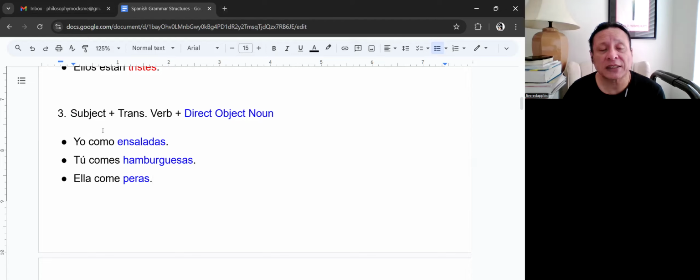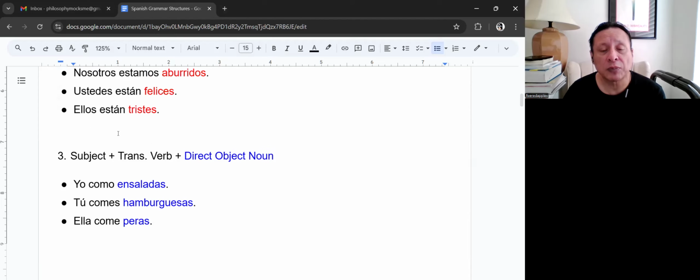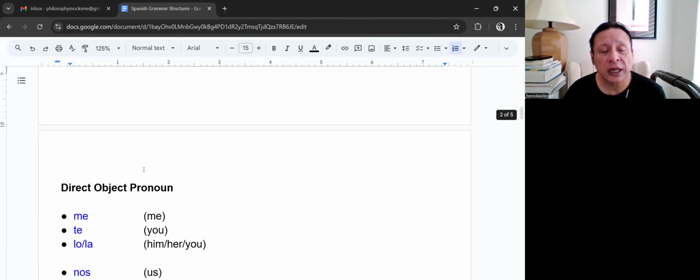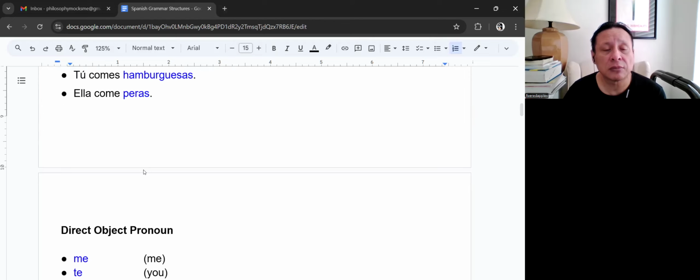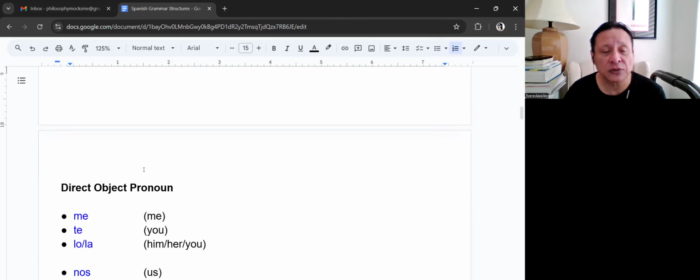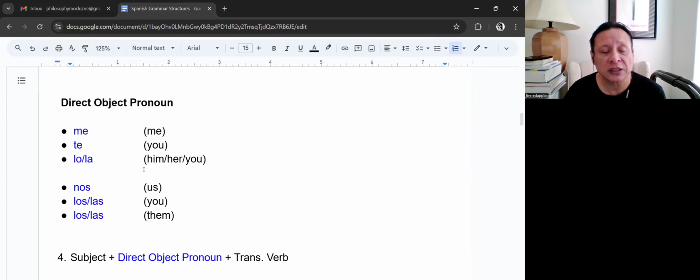So far, it's easy because it's just like English, right? The sentence patterns follow English. English uses them the same way to say the same kinds of things, and the grammar is the same: direct object noun after the transitive verb, subject first, in that order, right? Okay, now we're going to get into some pronouns, which is going to change things. So first, let's cover the pronouns before we get into the sentences.